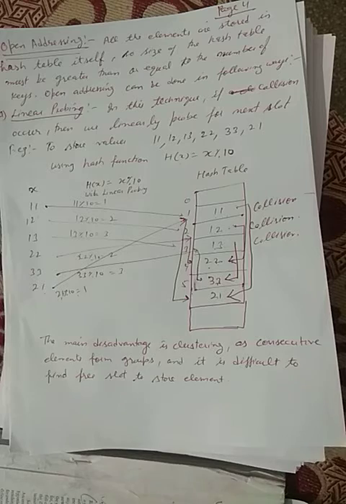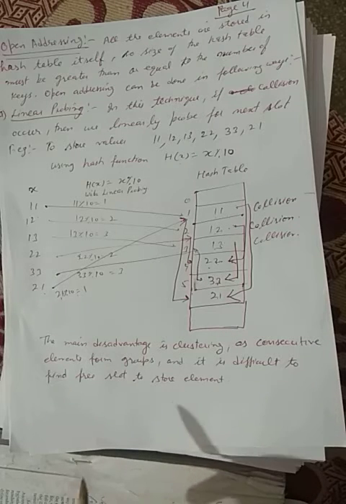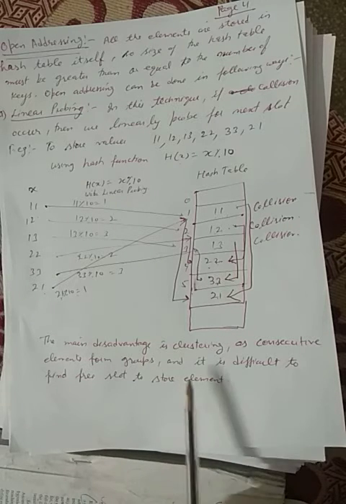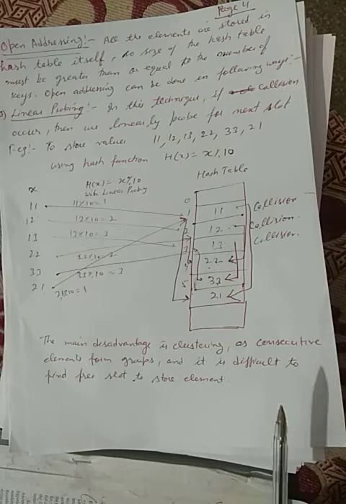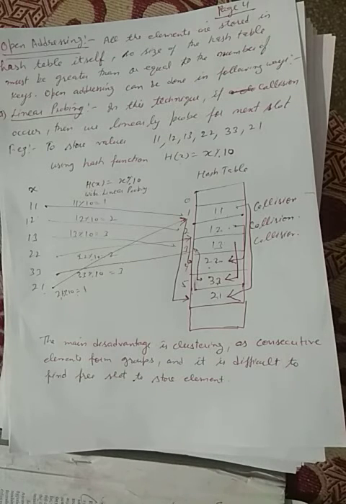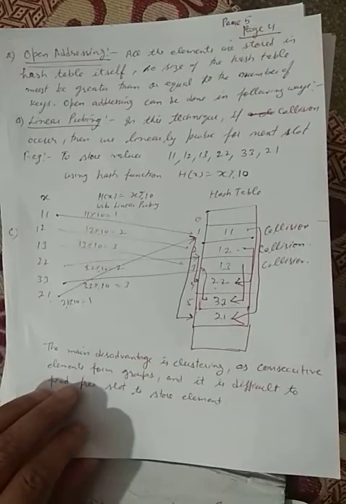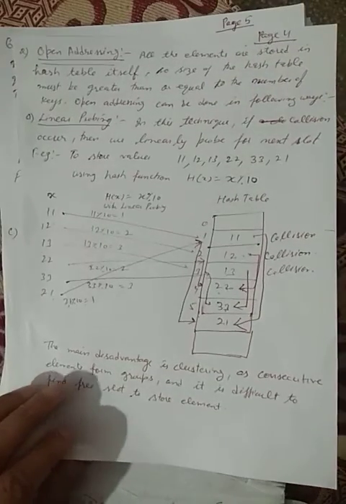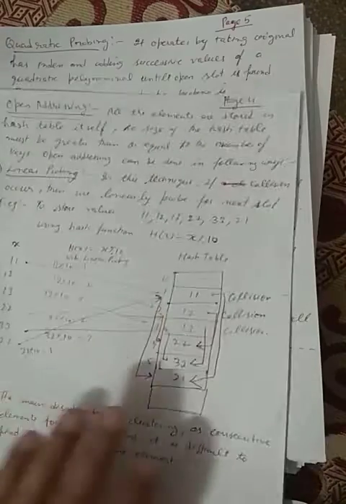It also has a problem. The main disadvantage is clustering, as consecutive elements form a group, and it is difficult to find a free slot to store the elements. Because we are filling the table, it takes time to find the next empty slot while filling the elements.